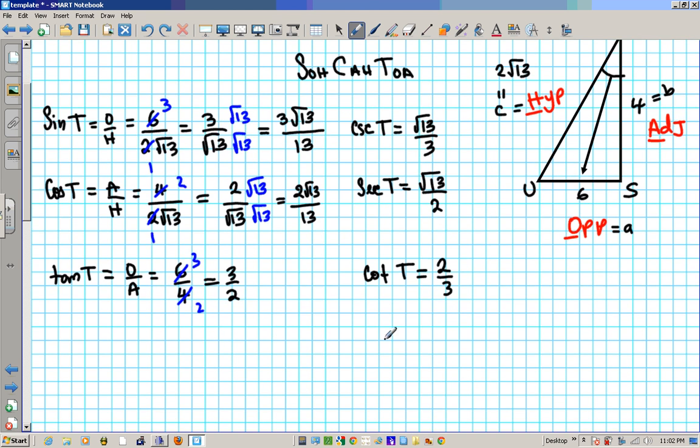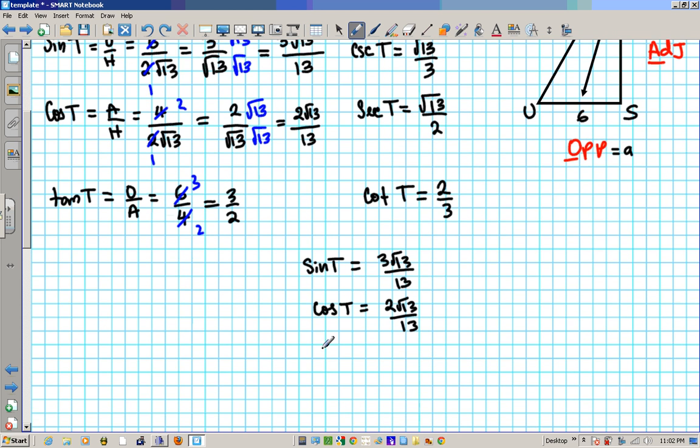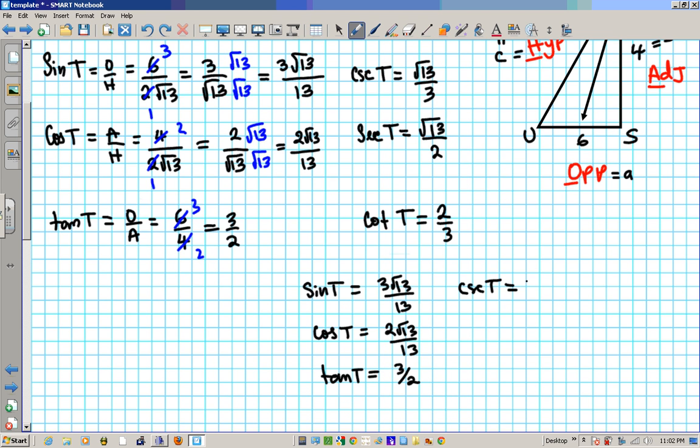Okay? So let me reorganize my work over here so it looks nice and neat. So I have sine T is 3 root 13 over 13. Cosine T is 2 root 13 over 13. Tan T is 3 over 2. Cosecant T, the reciprocal of sine, is root 13 over 3. Secant T, which is the reciprocal of cosine, is root 13 over 2. And then cotangent T is going to be 2 over 3, okay?